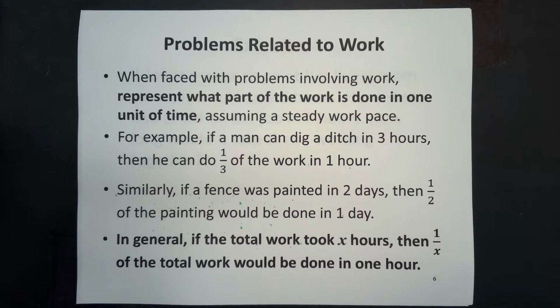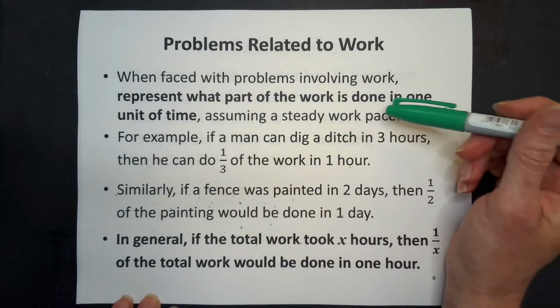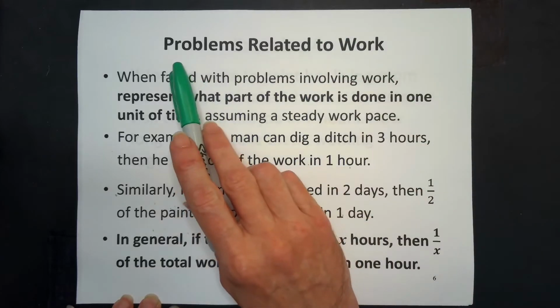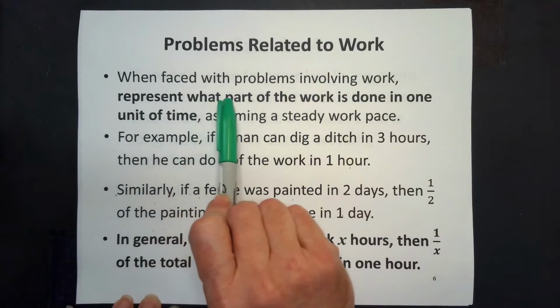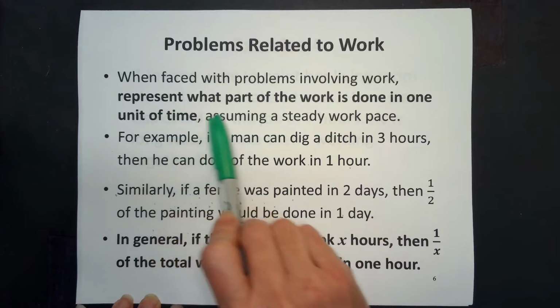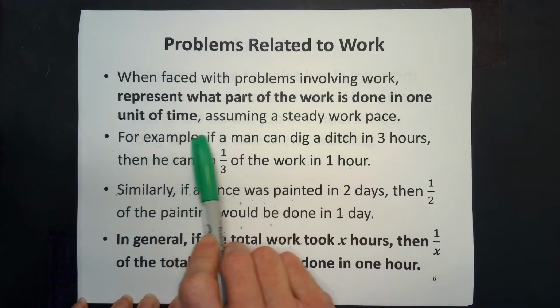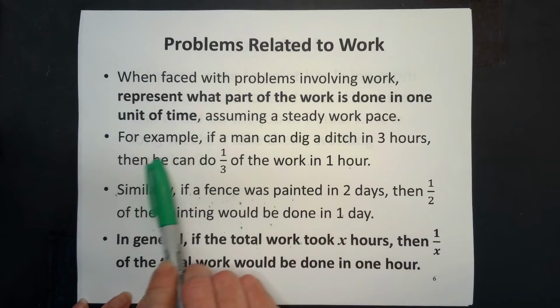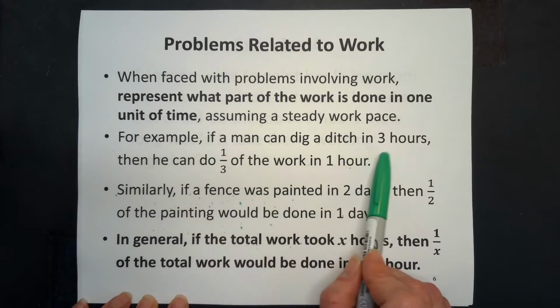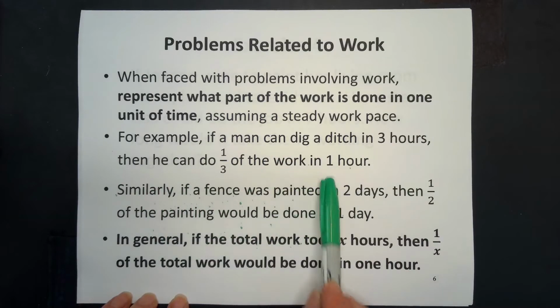All right. So now we have everyone's favorite word problems, application problems. So problems related to work. When faced with the problems involving work, represent what part of work is done in 1 unit of time, assuming a steady work pace. For example, if a man can dig a ditch in 3 hours, then he can do 1/3 of the work in 1 hour.